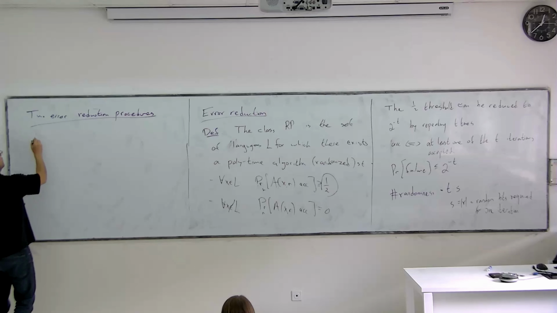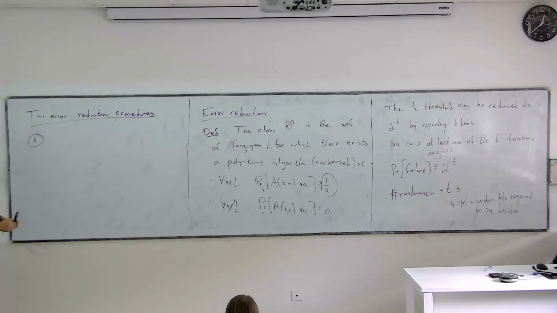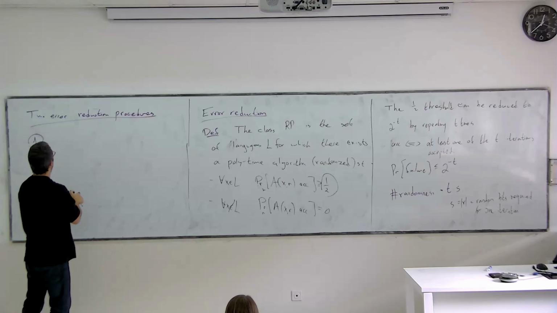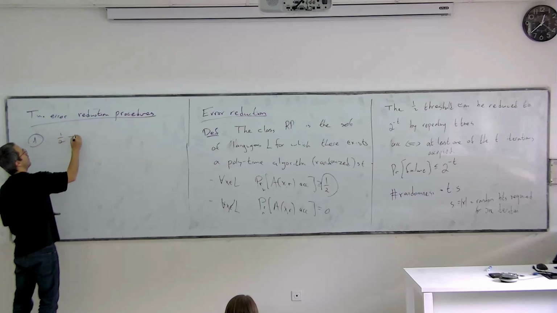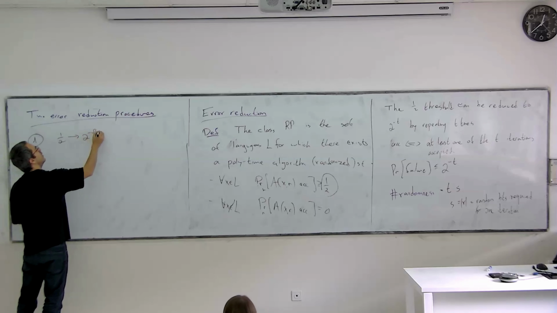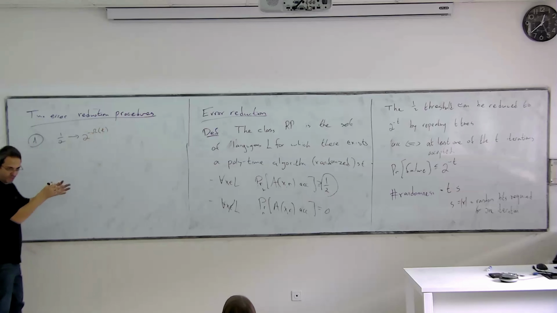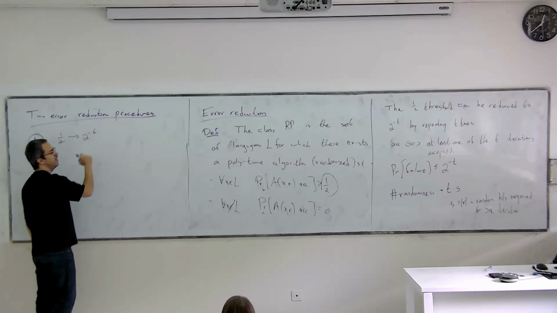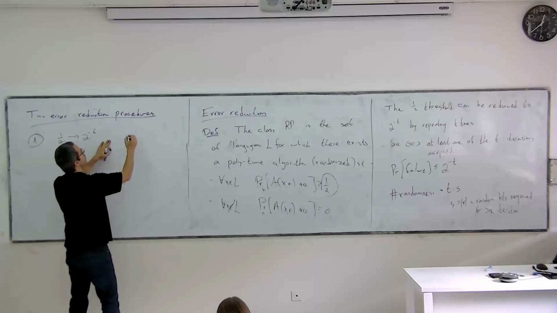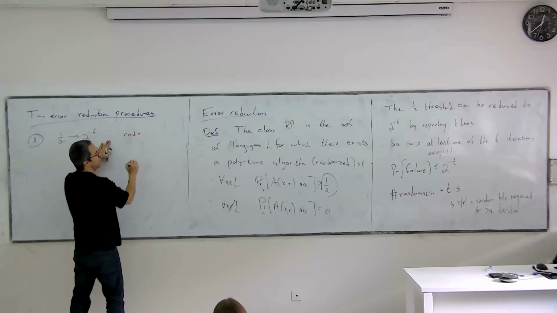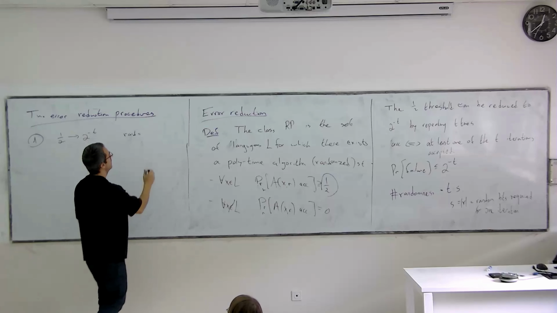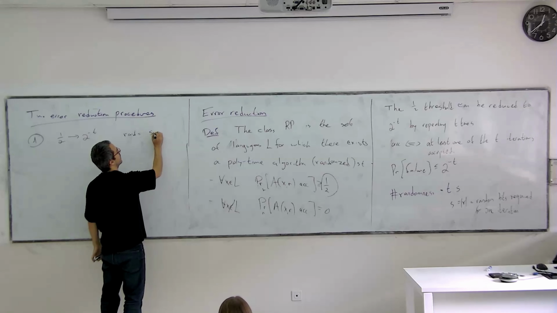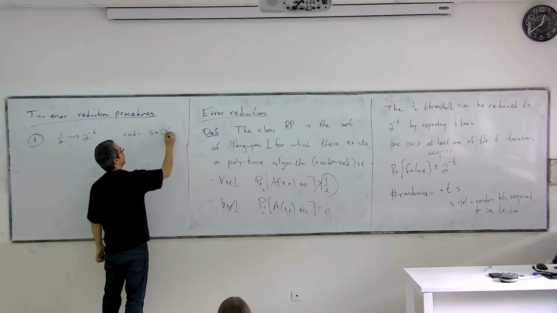So in the first error reduction, we are going to get error down to 2 to the minus t, or maybe 2 to the minus t over 2 or something, but it doesn't matter. You can get 2 to the minus t, and the amount of randomness that you use is not the product of the two, it's the sum.